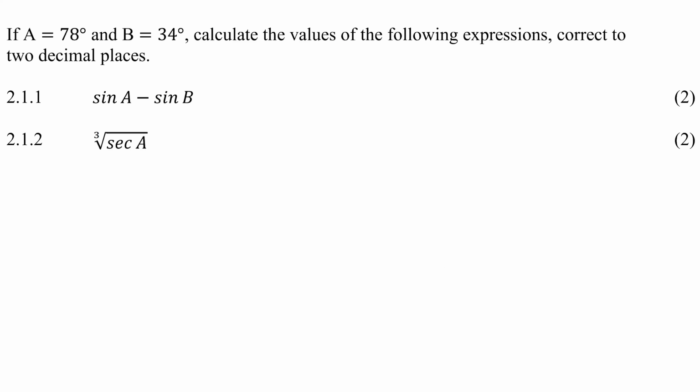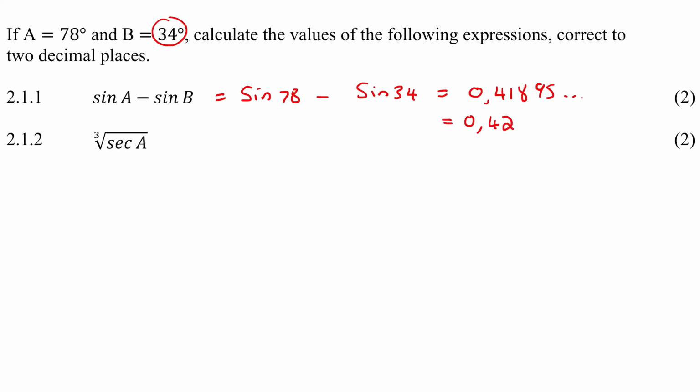If A is 78 degrees and B is 34, calculate the following correct to 2 decimal places. Okay, so we're allowed to use a calculator for this. For this one, you're just going to say sin of 78 minus the sin of 34. You can literally just type that in the calculator. And to 2 decimal places, it is 0.41895. But if you round that to 2 decimals, it's going to become 0.42.